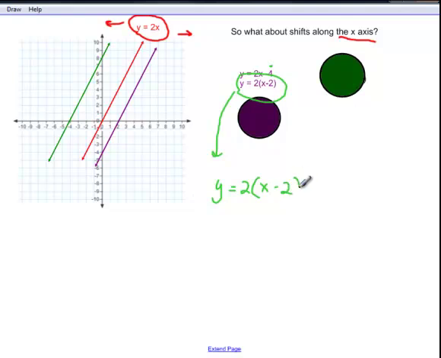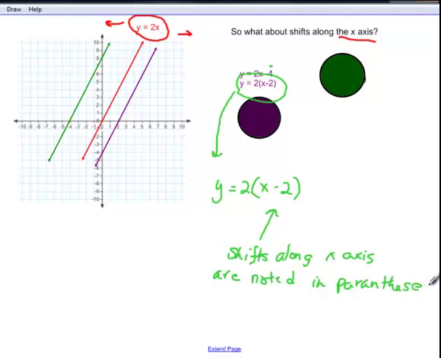Notice that we've got some parentheses here. So shifts along the x-axis are noted in parentheses, and they go opposite. All right, so what does that mean? So that means this.